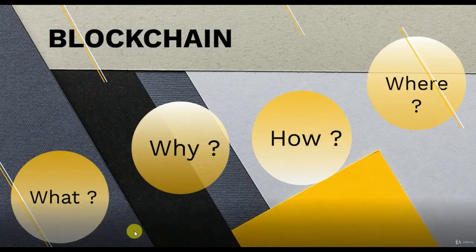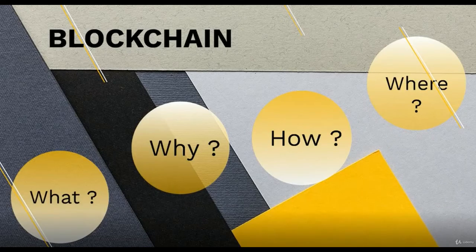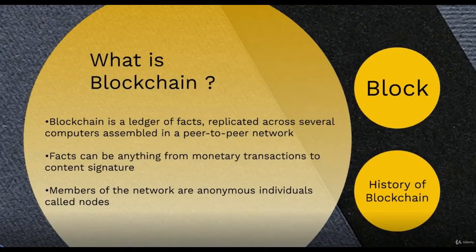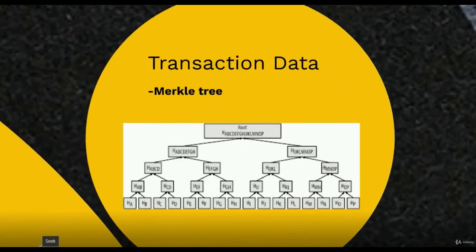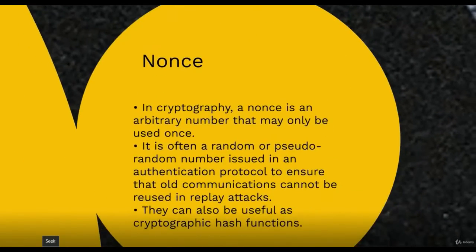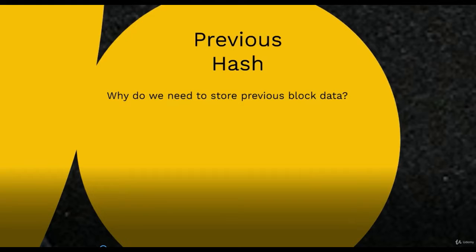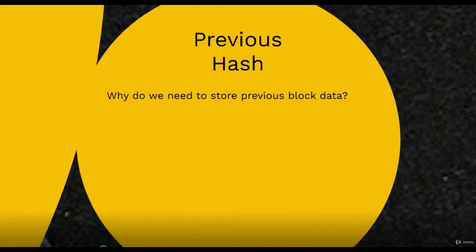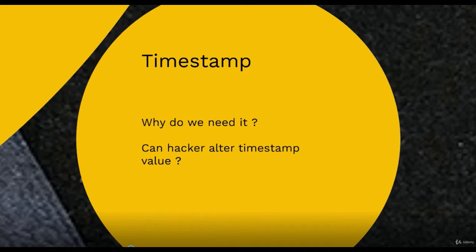So in the last tutorial, we have seen what the blockchain is. We have gone deep into what a block is, and what all the elements in the block are, like the transaction data, nonce, previous hash, timestamp. We have seen the transaction data, and the nonce, which is just a pseudo random number to uniquely identify, just to minimize replay attacks. And then we have seen the use of previous hash, why we are storing the previous hash, and then the timestamp.